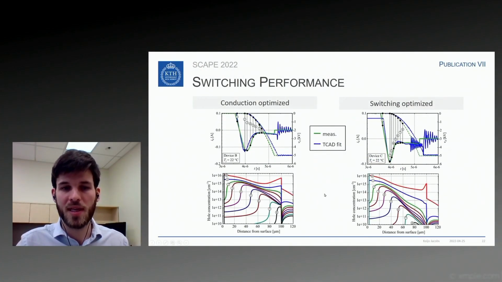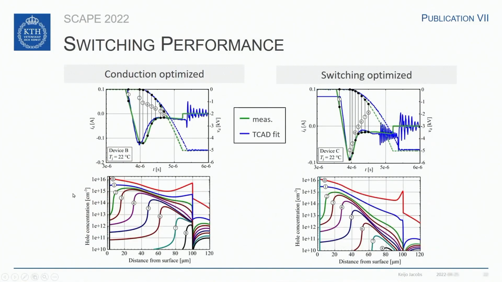The TCAD model can then be used to analyze the dynamics within the semiconductor. We can see here the hole concentration plotted over the distance from the surface of the diode. So the P+ region is here on the left, then the N drift region is in the middle, and the N+ buffer is here on the right.